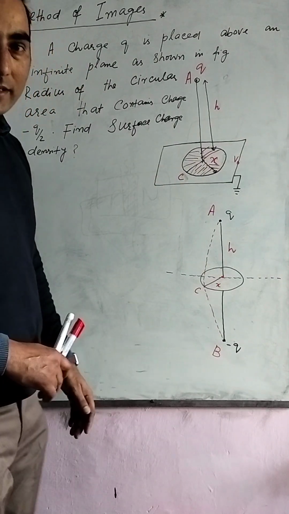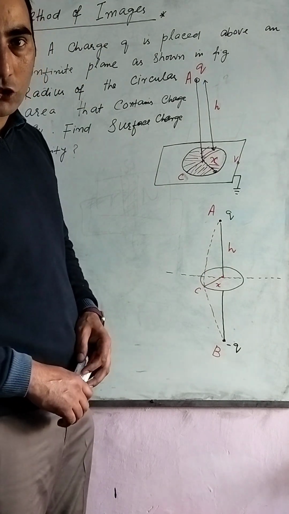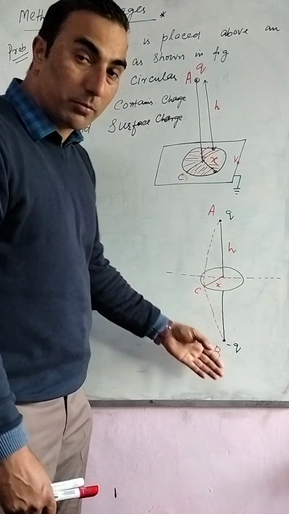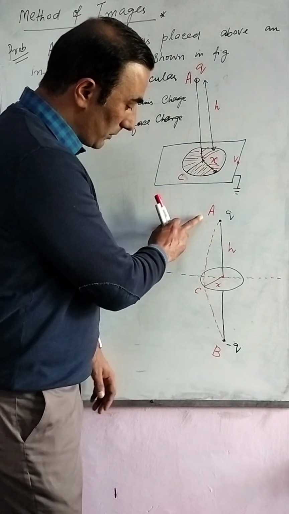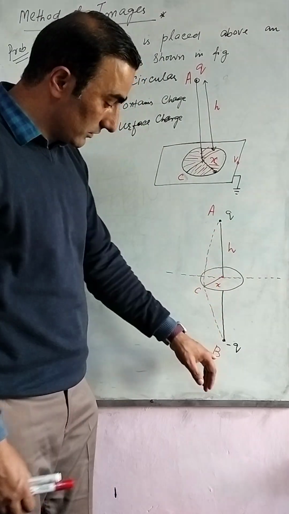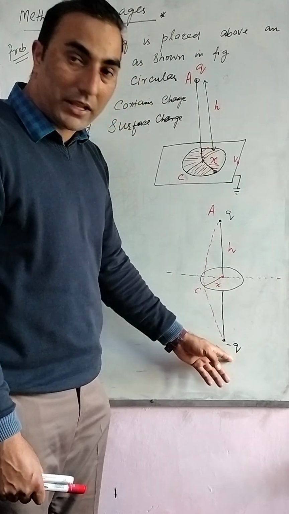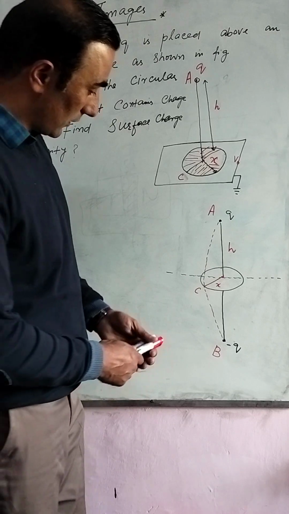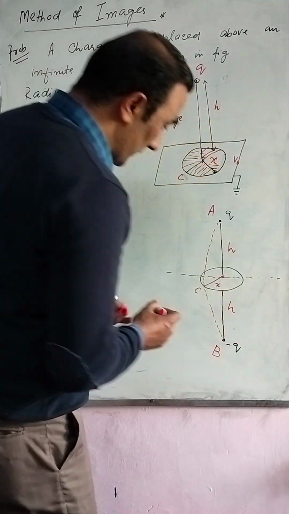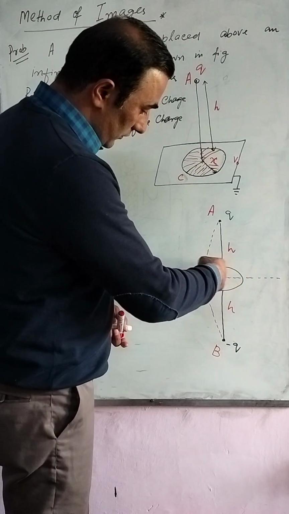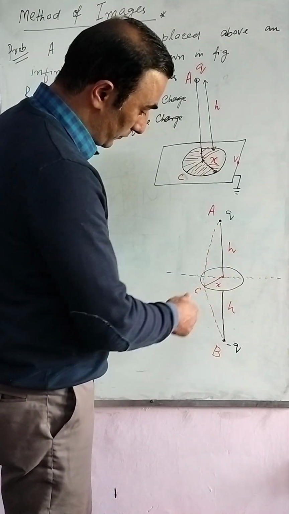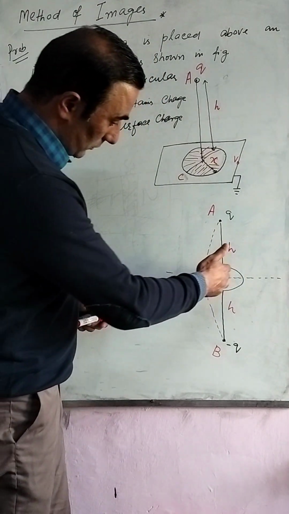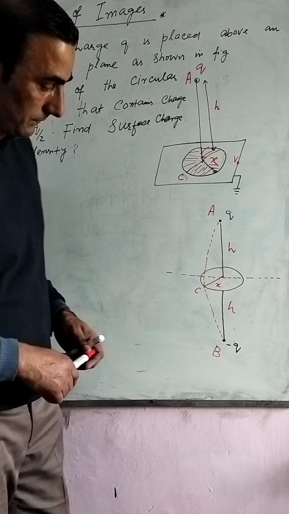We have discussed this in the classroom, so how will we handle it? Instead of that, if we remove this plate and put an image charge here, you can see here that this is our real charge and this is the fictitious charge we will use, that is minus q, which is also lying at a height h. The charge distribution over this plane forms a circular area here with radius x.